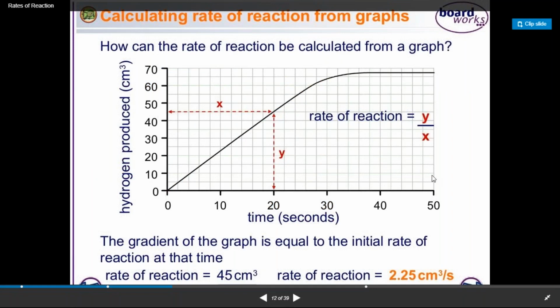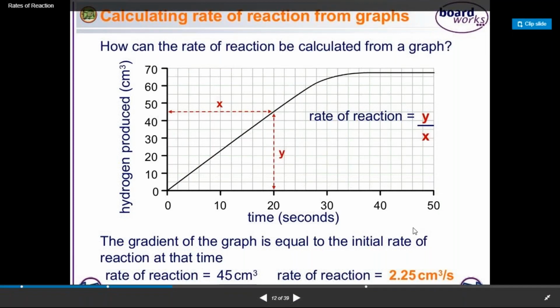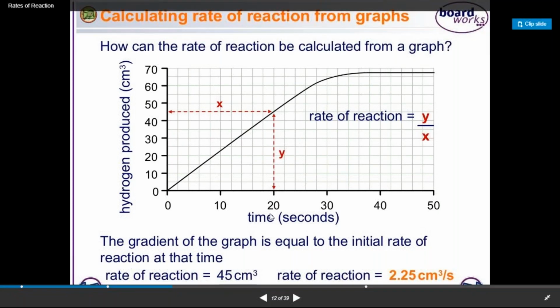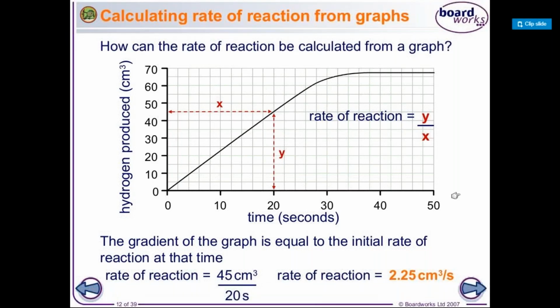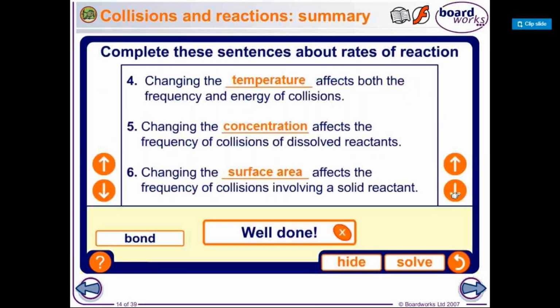In order to calculate the rate of reaction, we can use such graphs. For example, how can the rate of reaction be calculated from a graph? The gradient of the graph is equal to the rate of reaction at that time. For example, if at 20 seconds we have 45 cm³ produced, it means that overall we had 45 cm³ of hydrogen gas formed in 20 seconds. That's why the rate of reaction is equal to 45 over 20 seconds, and it will give us 2.25 cm³ per second. And this illustrates how the rate of reaction changes over time.